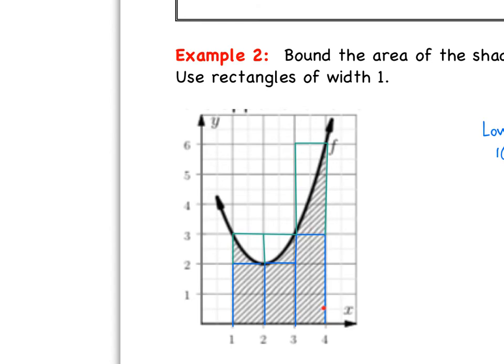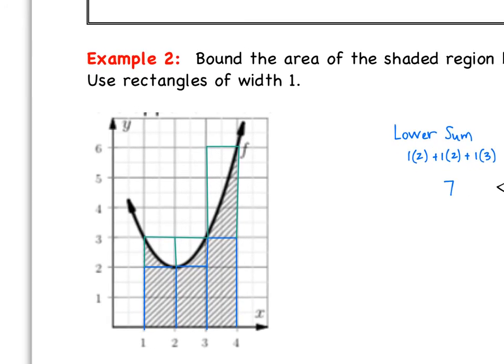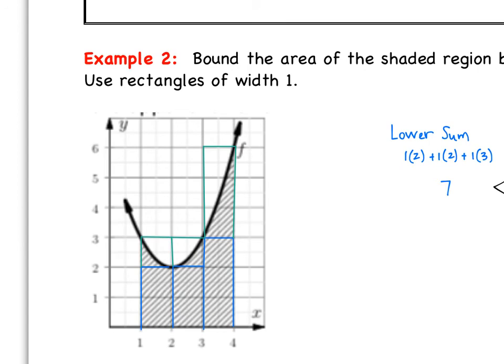So if we wanted to find the lower sum, I would simply take the area of this rectangle plus this rectangle plus this rectangle. So our delta x is 1, the height is 2, this delta x is still 1, the height is still 2, and this delta x is 1, and the height is 3. So our lower estimate, you should get to be 7 if we look over here.